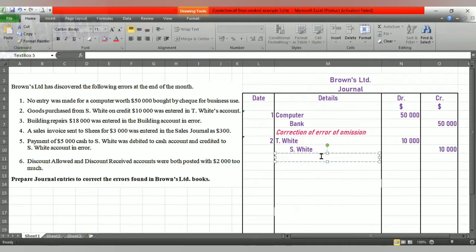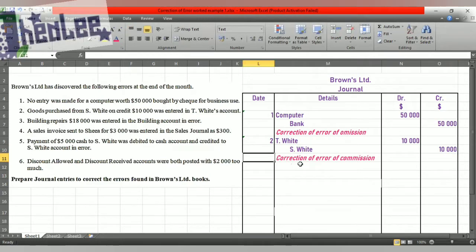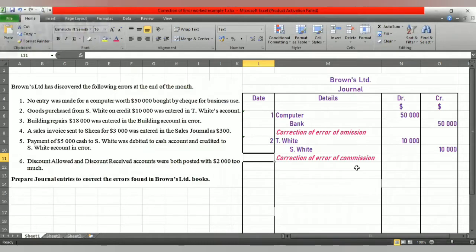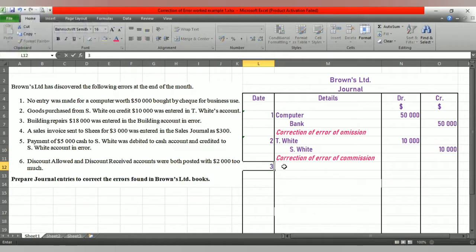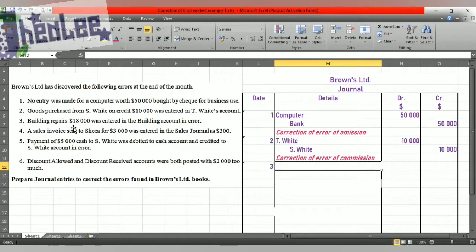Now, what is the narration for that? Simple. Correction of error of commission. If you don't remember the type of error, all you can write for your narration is correction of entry made in T. White's instead of S. White's account. Okay? Now we're going to look at the third error, and it reads building repairs 18,000 was entered in the building account in error. Now we're seeing where the wrong account was used, different class, so therefore it is error of principle.